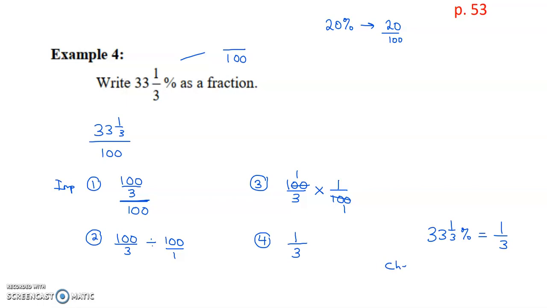And you can check this by changing 1 over 3 to a decimal and comparing with the percentage. 1 divided by 3 gives you a decimal of 0.33 repeater. And that would equal 33%. And the repeater part is 1 divided by 3. So we can see that 33 1/3% is equal to 1/3.